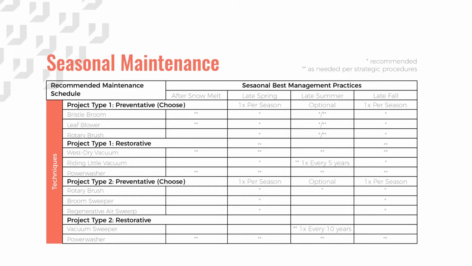Late fall, October 15th to November 30th, once again, clean the pavement using the same methods and replenish the joint aggregate material as necessary. Make note that various factors will affect each project's preventative maintenance timeline, so they must be individually reviewed.